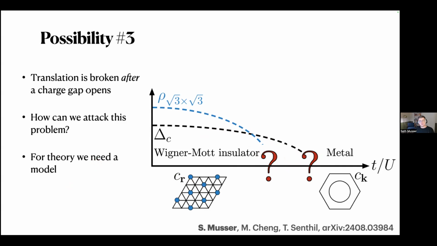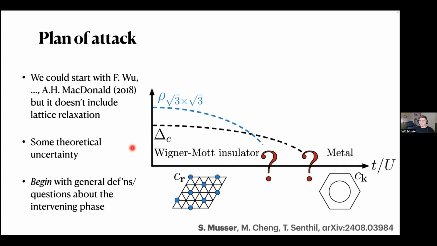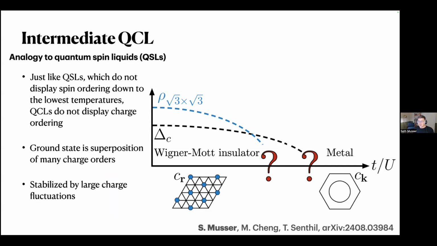But I've said I want to attack this problem. How will I do that? I need some kind of a model. I could start with a continuum model, but that doesn't include lattice relaxation. So there's some theoretical uncertainty around where to start. Instead, I am a theorist after all. I'll begin with some very theoretical questions about this phase. I'll start by calling this phase an intermediate quantum charged liquid, or QCL. And I'll make an analogy to quantum spin liquids, which I'll make more robust as I go on.